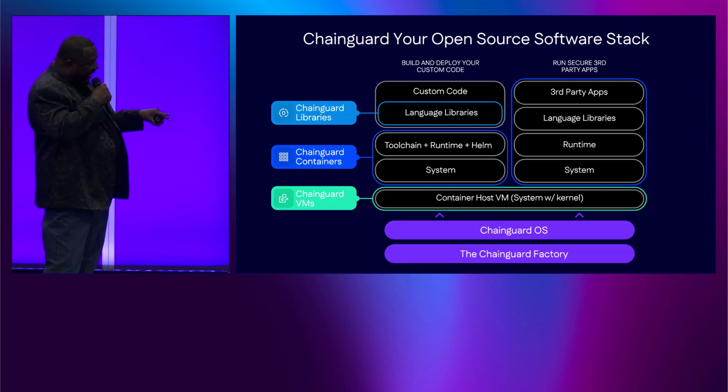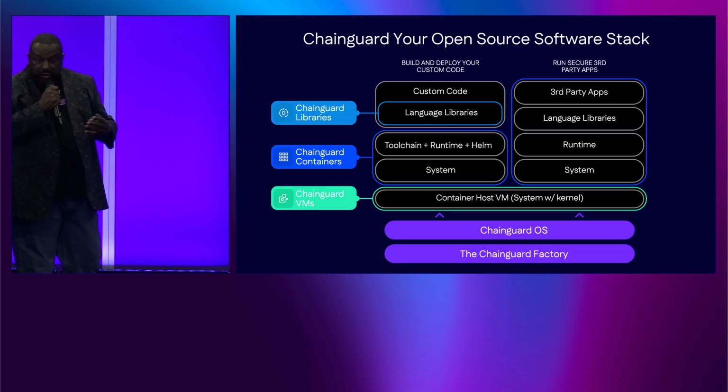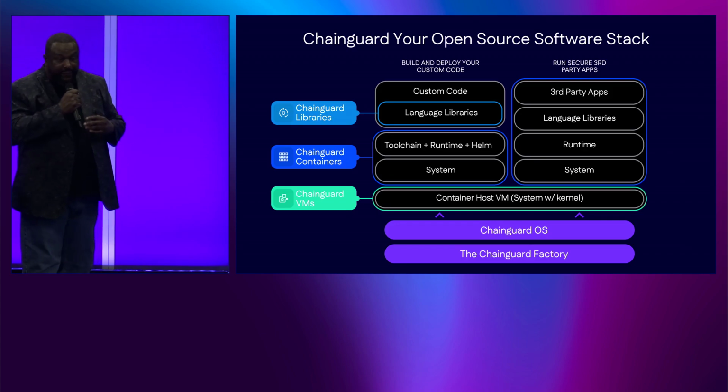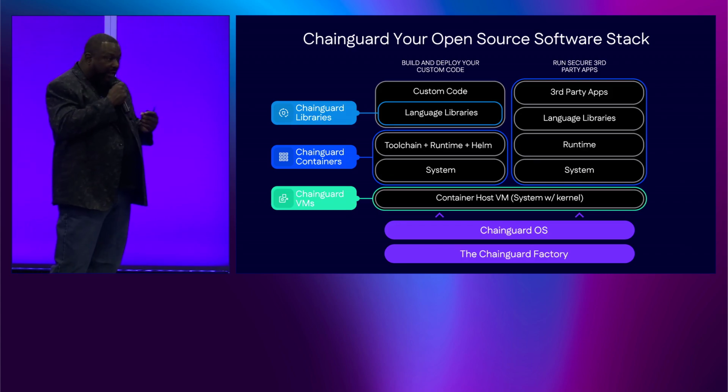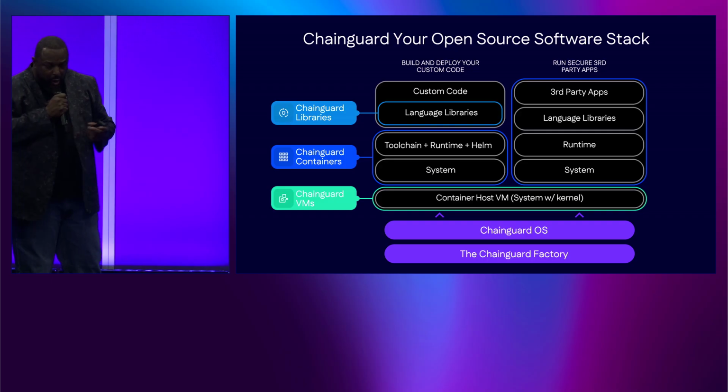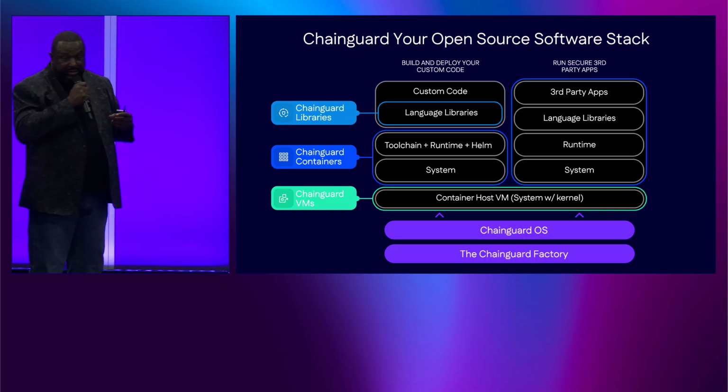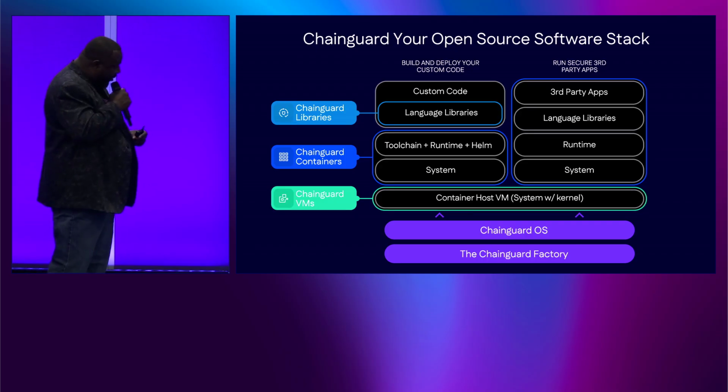All of our images and VMs also come in compliance flavors as well. We have FIPS versions of a lot of our images, over 700 FIPS images, and those FIPS images can also be made into Chainguard VMs.